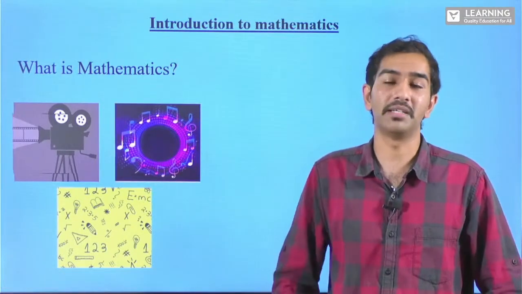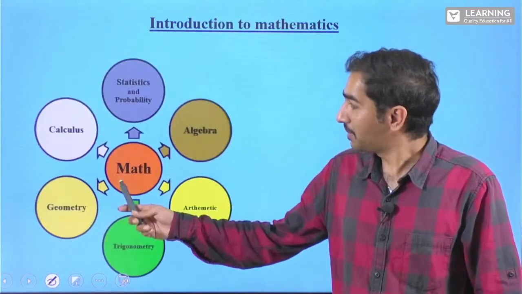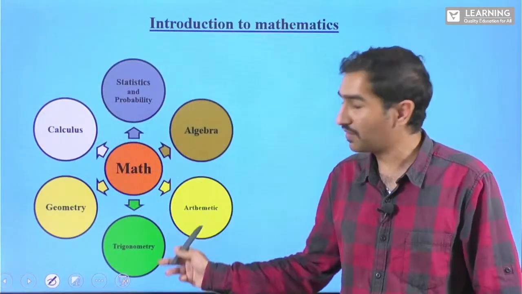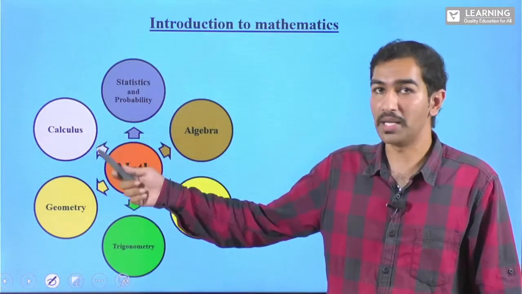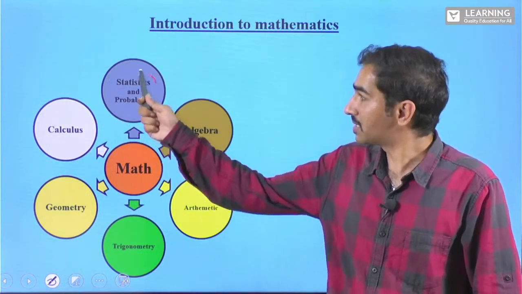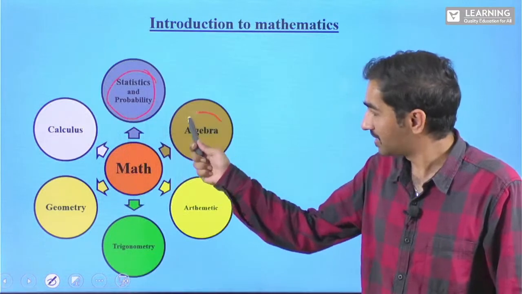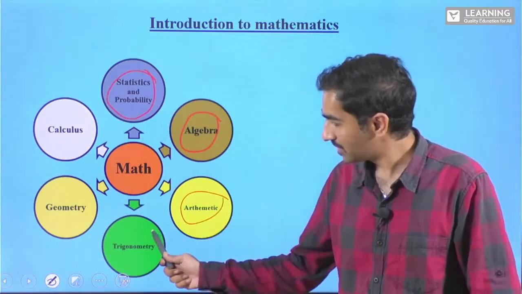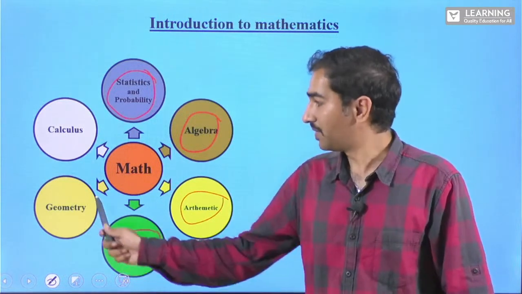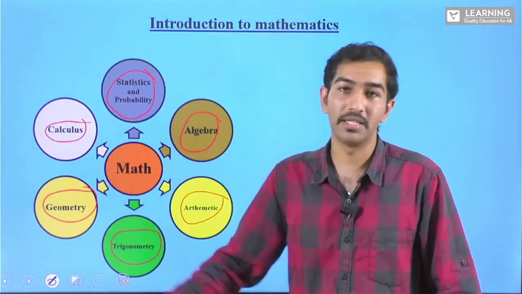Further knowing about it, mathematics has been classified into 6 different fields or 6 core topics of mathematics. Let us see one by one. The very first topic is statistics and probability. The second one is algebra. Third is arithmetic. Fourth is trigonometry. Fifth is geometry. And the sixth one is calculus.